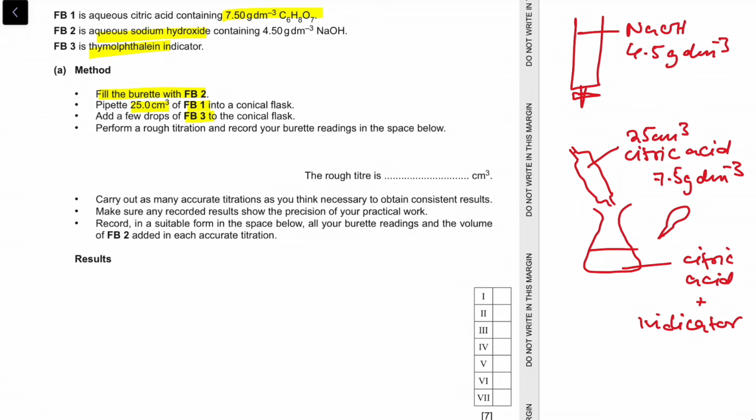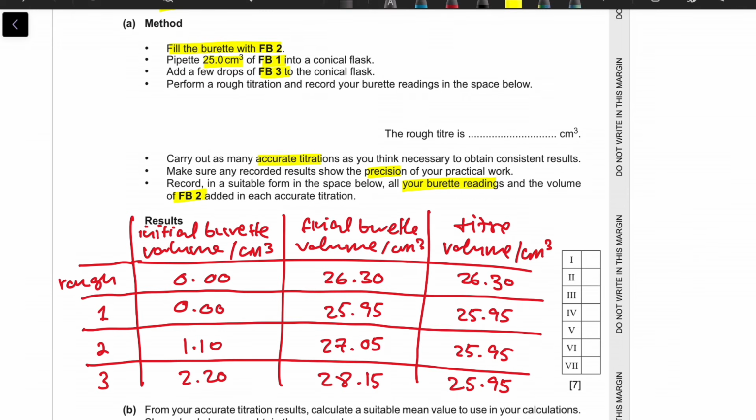Okay, carry out as many accurate titrations as necessary. Make sure any recorded results show the precision. Record in a suitable form in the space below all your burette readings and the volumes of sodium hydroxide added in each accurate titration. Okay, so I've just generated a couple of accurate results. The first thing is you're going to carry out this experiment 3 to 4 times. The first one's going to be rough. It could be accurate, it might not be. Regardless, you take your first value and put it into the rough titer.